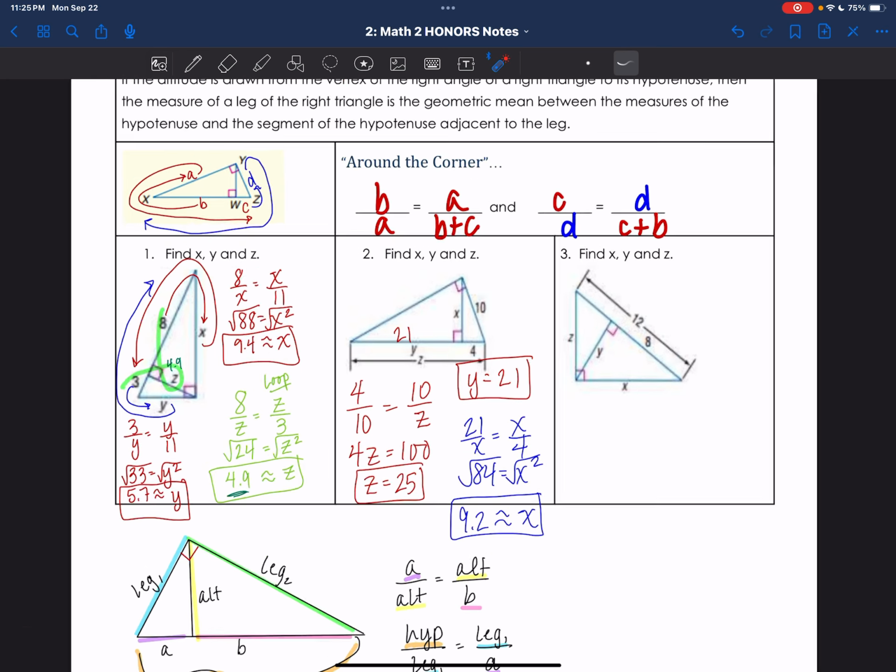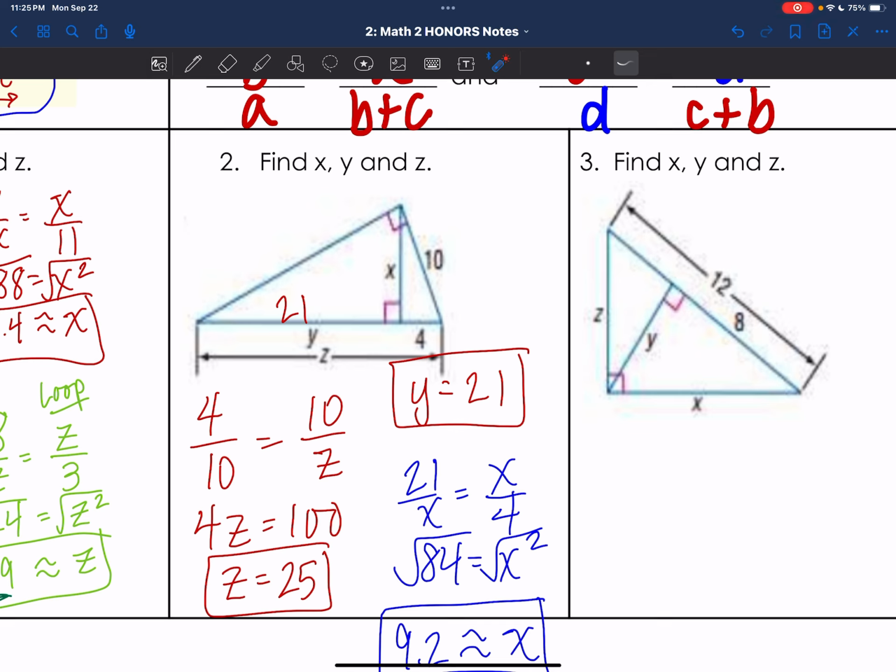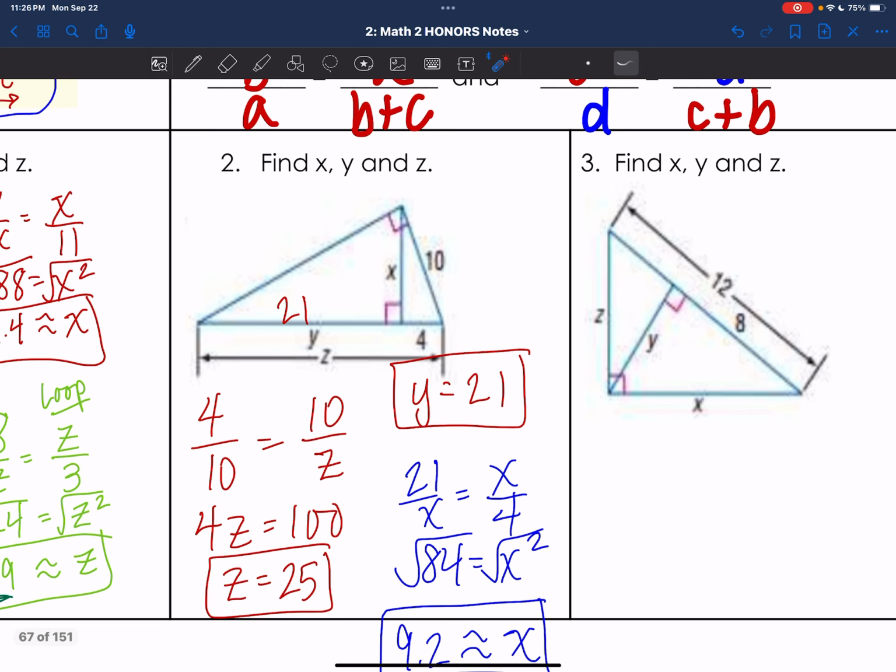All right, so let's try this one. First, we need to find this guy, so we can do a little loop-de-doo. This y is 21. We don't know what that is yet, but we can find that. I think this is supposed to say z. Okay, here we go. In this, we need to first do our little loop-de-doo here. So we know y is 21.